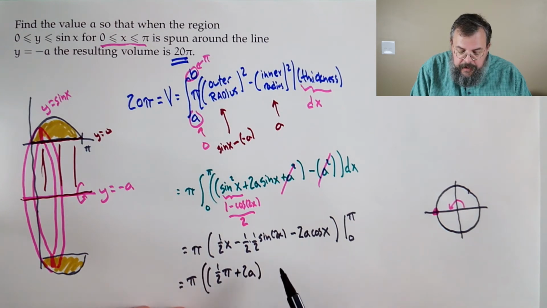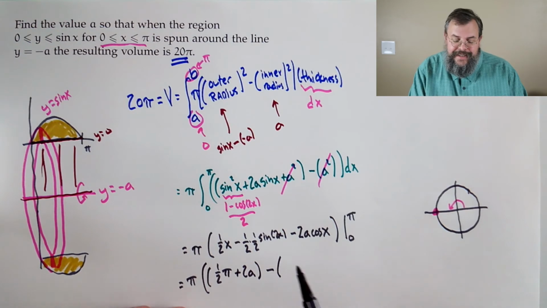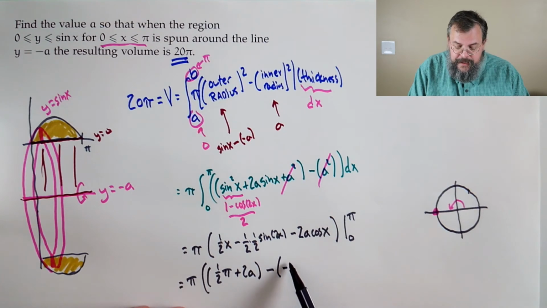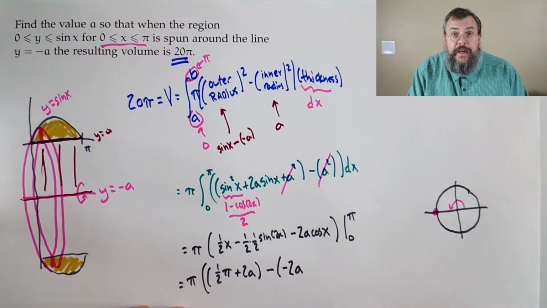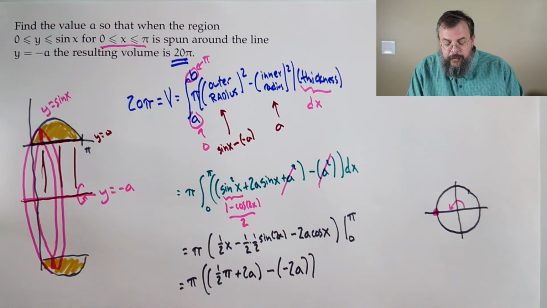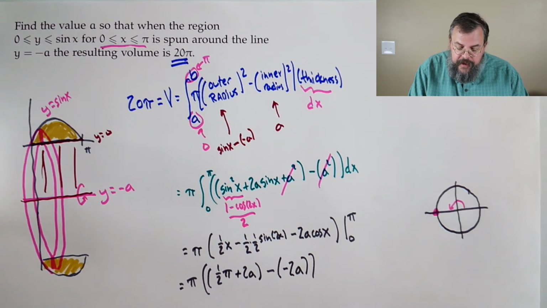Now, from that, we're going to subtract. We plug in 0. Half times 0, 0. 2 times 0 is 0, and sine of 0, 0. Cosine of 0 would be 1. So minus 2a. All right, so we're almost there. In fact, we're pretty close. So let's go ahead and now finish off.